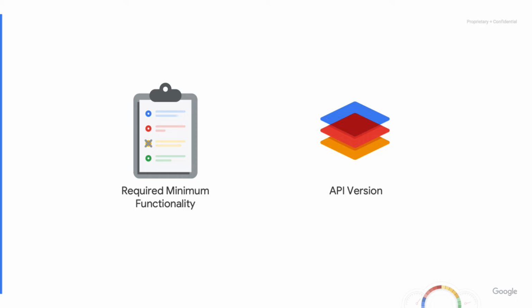Regardless of the type of integration you end up choosing, make sure to comply with the Required Minimum Functionality, or RMF. RMF regroups all the features and other functionality that developers must offer when using the API depending on their use cases. You may also want to upgrade to the latest version of the API to take advantage of all the features.